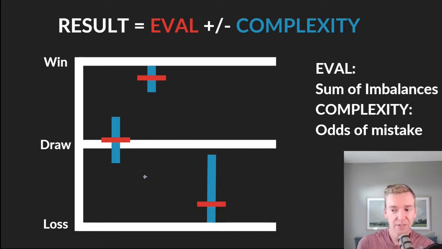So if we think about it this way, kind of from a statistic point of view, the result of the game is the eval plus or minus the complexity. And the eval is going to be the sum of the imbalances that we talked about. So all of those imbalances create a numeric eval, but then the complexity is the odds of each side making a mistake. So sometimes the blue bar could actually be higher in your favor and lower in your opponent's favor if you have the initiative. If the position is more difficult for your opponent to play, if the odds of them making a mistake are greater than you making a mistake, the blue bar could be larger in your favor.